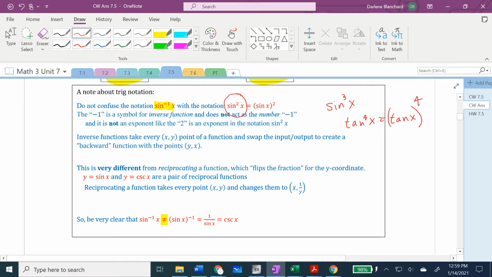So because this notation was chosen for exponents, and because somebody decided that this was going to be the notation for the inverse function of sine, people get this extraordinarily confused. You need to know that while, let me erase a little bit so I can emphasize, you need to know that while this notation is true, this notation is incorrect.